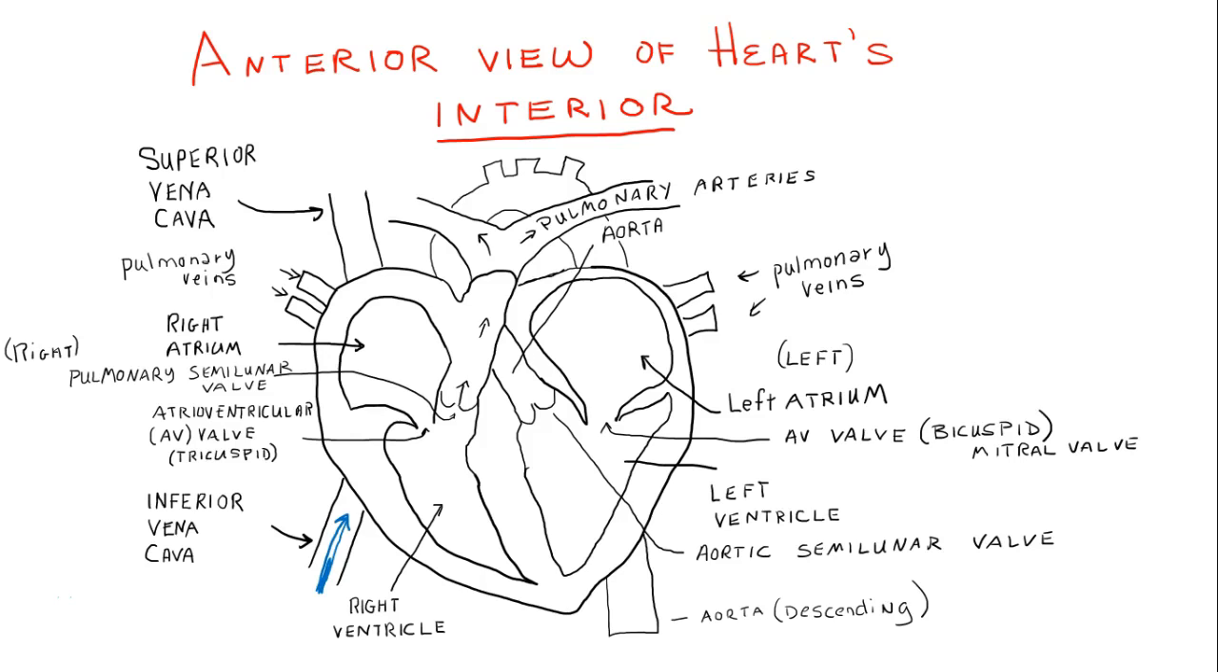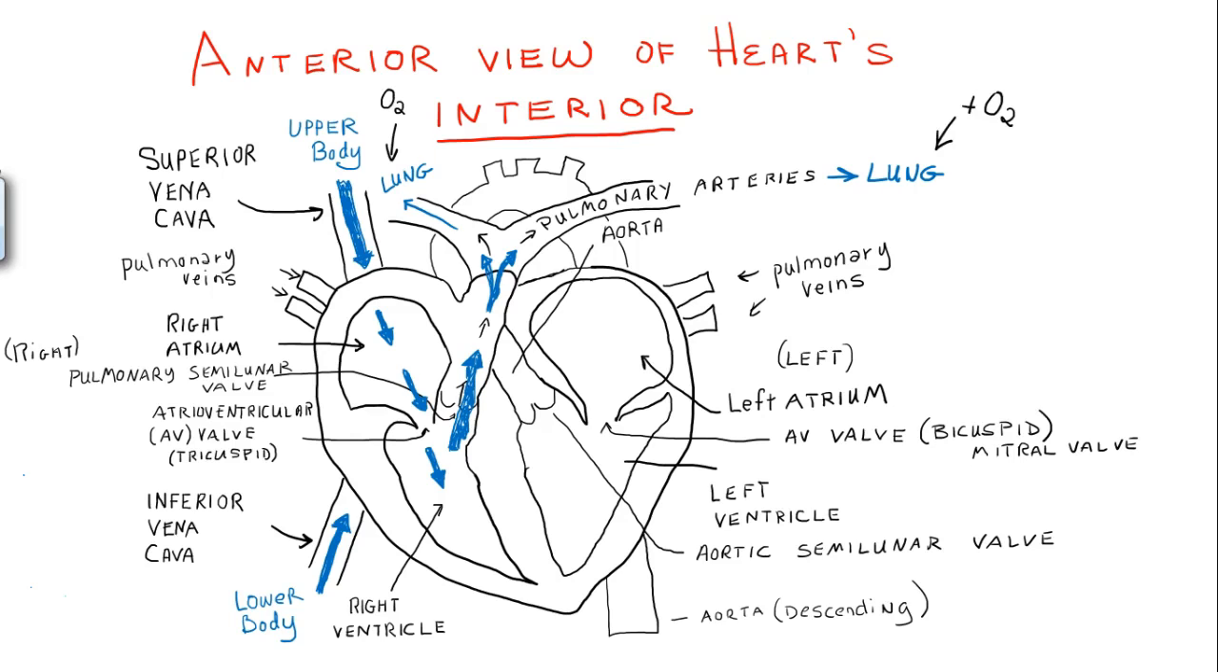Follow the blue arrow. So we have the deoxygenated blood coming into the right atrium through the inferior vena cava and also from the superior vena cava from the upper body, going into the right atrium and heading through the AV valve into the right ventricle. And so this deoxygenated blood from the right ventricle is going to go up through the pulmonary trunk into the pulmonary arteries, where it winds up in the lungs, where it's going to then pick up oxygen.